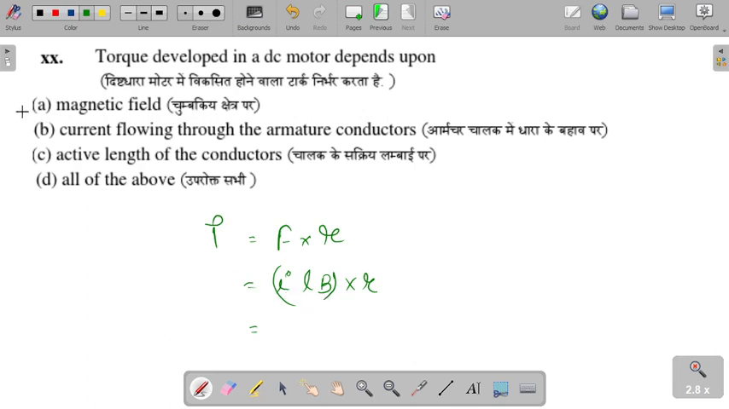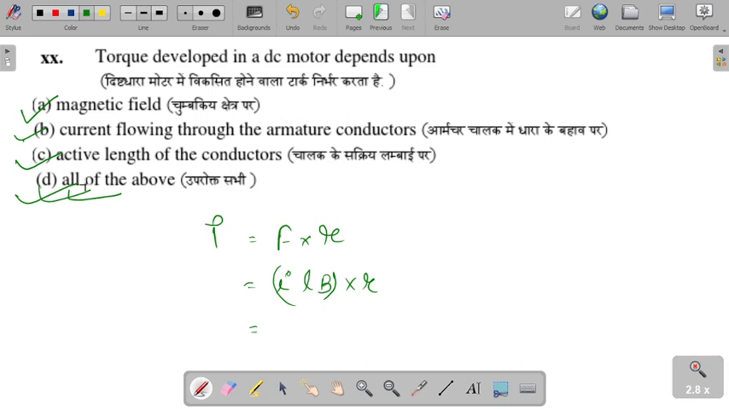So the first option is magnetic field. Yes, it is dependent upon the magnetic field. Second is the current flowing through the armature conductor. Yes, current is also the right answer. Active length of the conductor. It is also right. Option D, all of them. So the right answer for this question will be all of the above. It depends upon the magnetic field, current flowing through the conductors, and the active length of the conductors. So the right answer will be option number D.